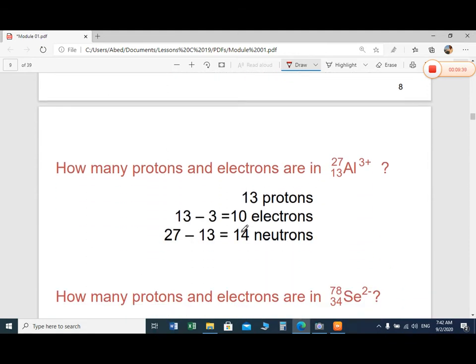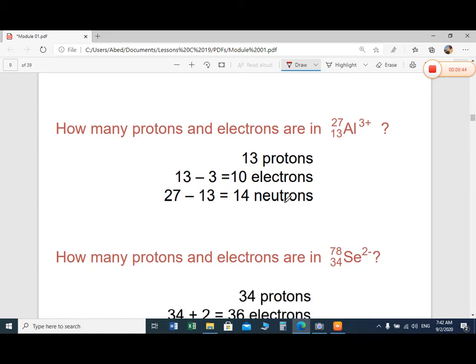Now again come back to calculating the number of protons, neutrons and electrons. Here you see this is an aluminum atom, and we have to know how many protons are there. So this is the atomic number, and this atomic number is the same as the number of protons. And how to calculate the number of electrons?